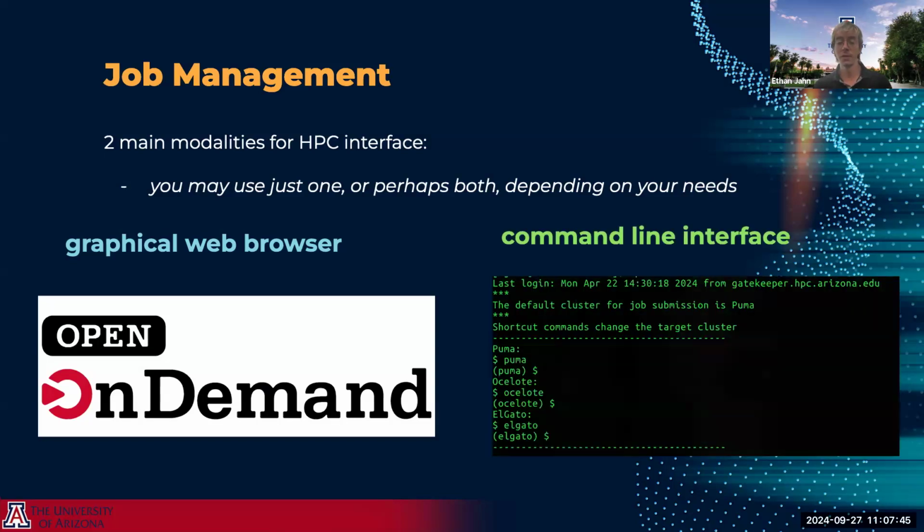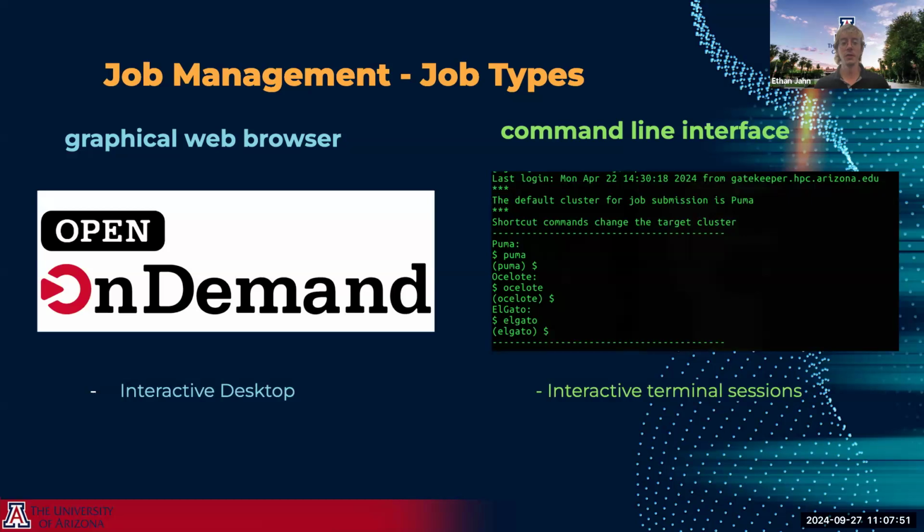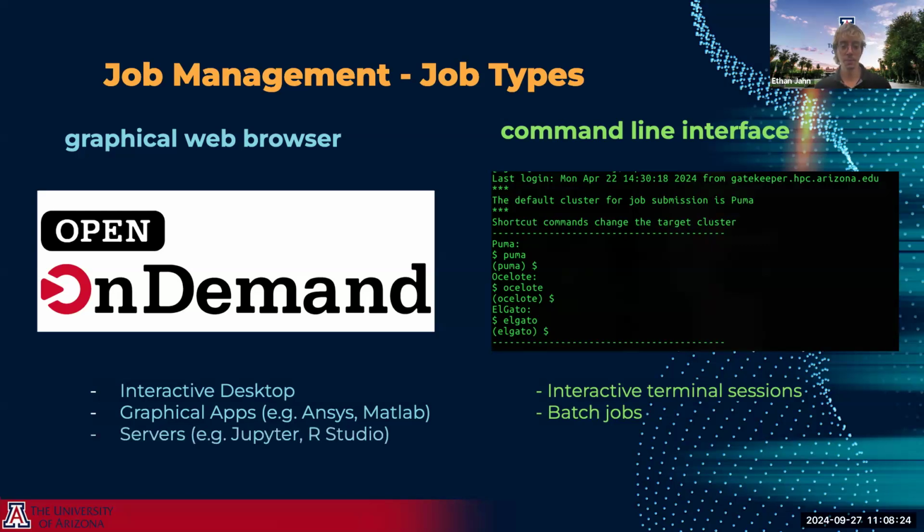We talked about how to use both of these things in our system access workshop. The basic differences are that Open On Demand gives you an interactive desktop, a graphical desktop where you can click folders and move things around just as you would on a normal laptop. And then the command line interface is text only. It gives you something called an interactive terminal session. Both of these access compute nodes. One is text only, that's the terminal session. One is graphical, that's the Open On Demand interactive desktop. Open On Demand also gives you access to graphical applications such as ANSYS or MATLAB, while the command line interface gives you access to batch jobs, both of which we've talked about previously. And then Open On Demand also lets you use servers such as Jupyter and RStudio.